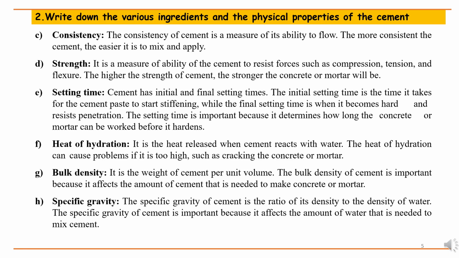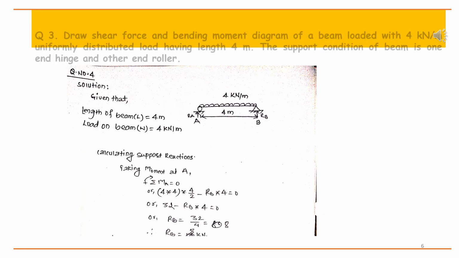E. Heat of hydration. It is the heat released when cement reacts with water. The heat of hydration can cause problems if it is too high, such as cracking the concrete or mortar. F. Bulk density. It is the weight of cement per unit volume. The bulk density of cement is important because it affects the amount of cement that is needed to make concrete or mortar. G. Specific gravity. The specific gravity of cement is the ratio of its density to the density of.